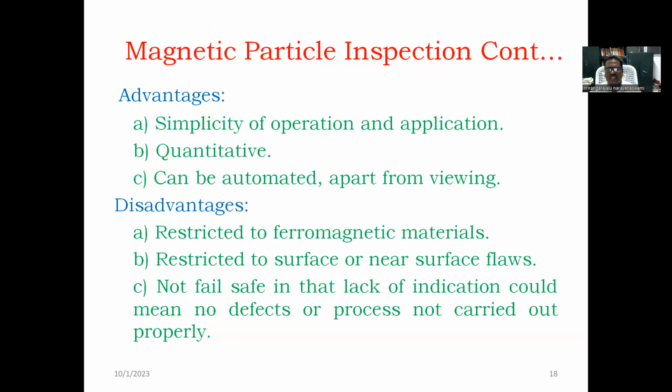So for magnetic particle inspection, there are advantages. Some of the advantages: simplicity of operation and application, quantitative, can be automated. Disadvantages: restricted to ferromagnetic material, restricted to surface or near surface flaws, not fail safe in that lack of indication could mean no defects or the process not carried out properly.